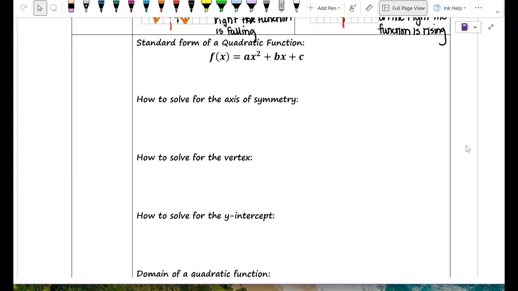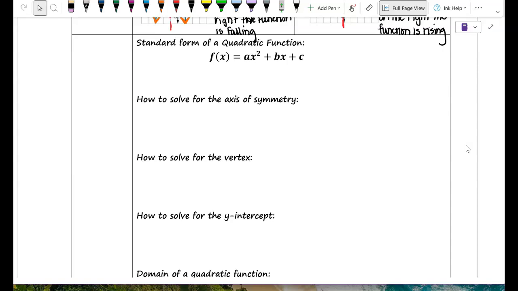The good news is that in standard form, the a value has the same jobs. The a value tells us whether it's opening up or down and how wide it's going to be. So the a is the same from vertex form to standard form. But that is the last similarity. If you remember, in vertex form we had h and k that gave us the vertex. b and c do not give us the vertex. You can't say, oh, I just need to know the value of b and c. So we need to learn the steps of how to find this.